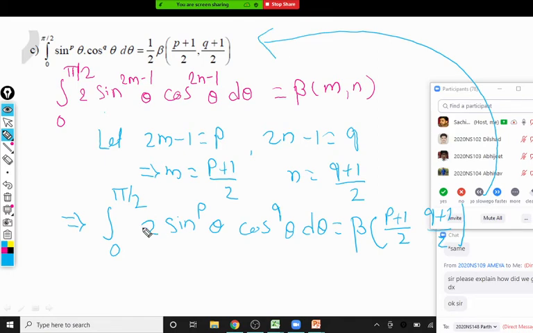Only this 2 is taken common and shifted to this side. You have the required answer. That is, integral 0 to pi by 2 sine raised to p theta into cos raised to q theta d theta is 1 by 2 times beta p plus 1 upon 2, q plus 1 upon 2. That's the answer.